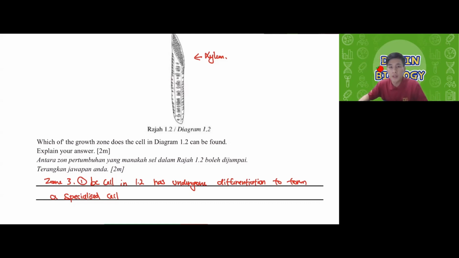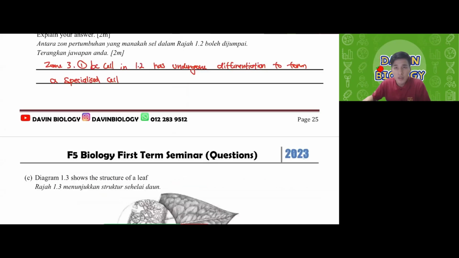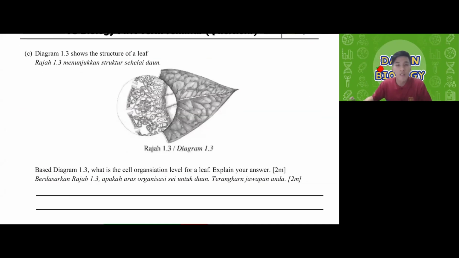Okay, next one. What is the cell organization? Next page, sorry, here, page 26. What is the cell organization level of a leaf? So do you all know how to answer this one or not? Some of you, I did this question with you all recently. Remember or not? How do I answer this question?